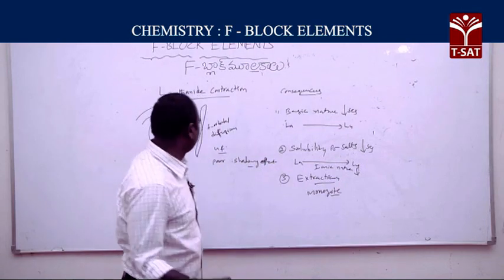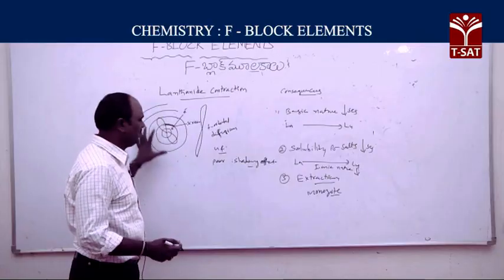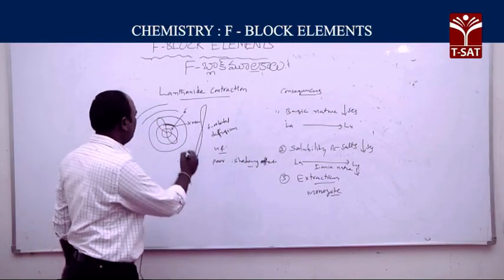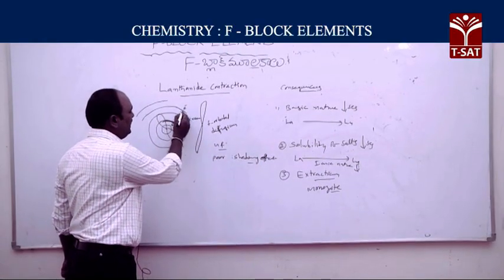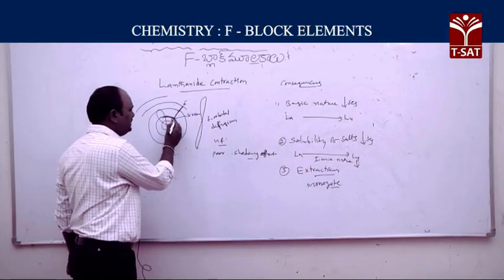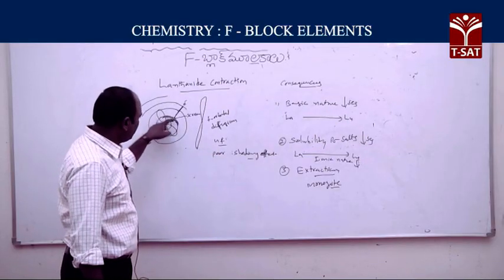Here, try to understand. If you are taking an atom, it has the f orbital. When the f orbital is like this, the attraction of the electron towards the nucleus is very less because it is acting like a screen.